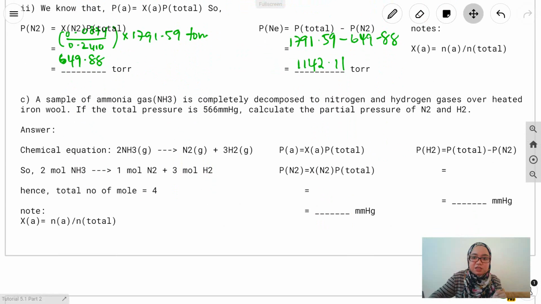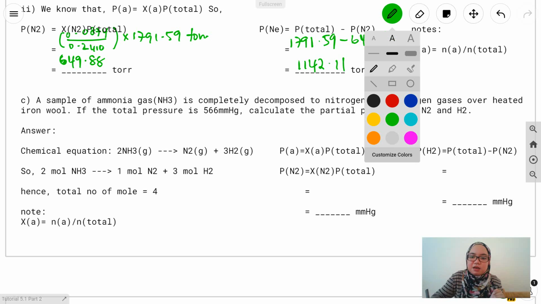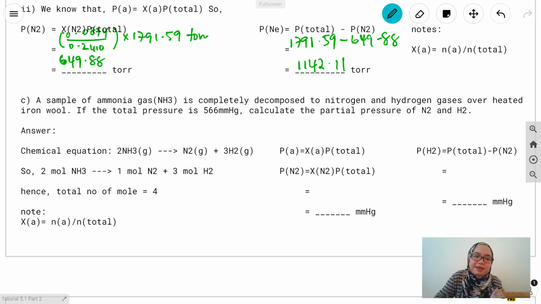Okay. Now let's look at question C. Okay, question C. They ask you, a sample of ammonia gas NH3 is completely decomposed to nitrogen and hydrogen gases over heated iron wool. If the total pressure is 566 mmHg, calculate the partial pressure of nitrogen and hydrogen gas. Okay, so in this case, they have already given you the total pressure. So what you need to find is the number of mole and the total number of mole.